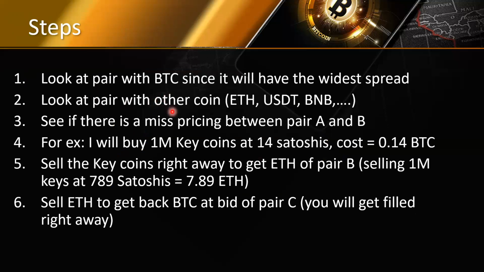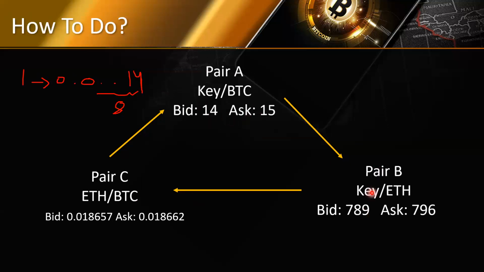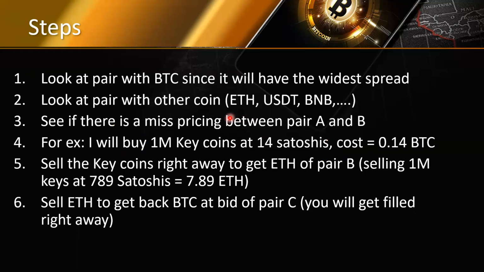So look at the pair with another coin. In this case, we are looking at Key with Ethereum. You can see, for example, Key and BNB, not necessarily only Ethereum. Okay. See if there is a mispricing between pair A and pair B. And I'm going to show you how to calculate this mispricing.